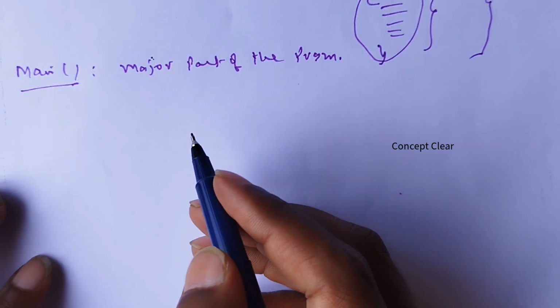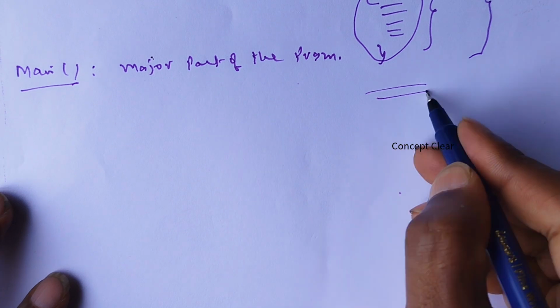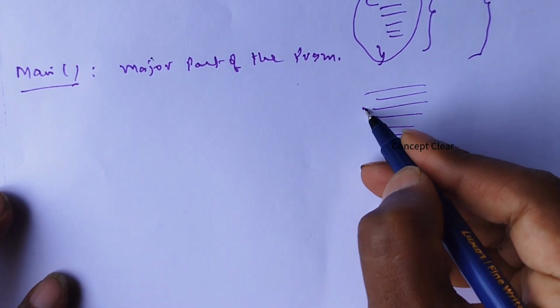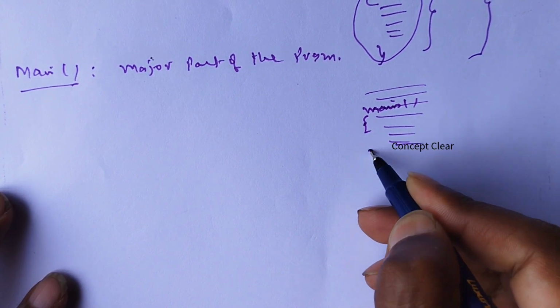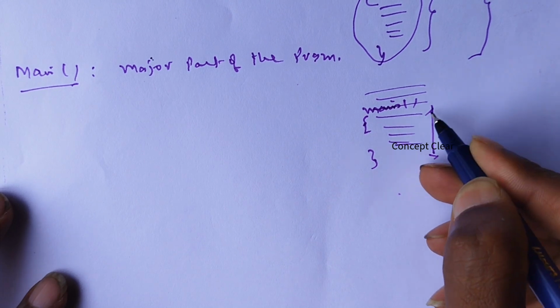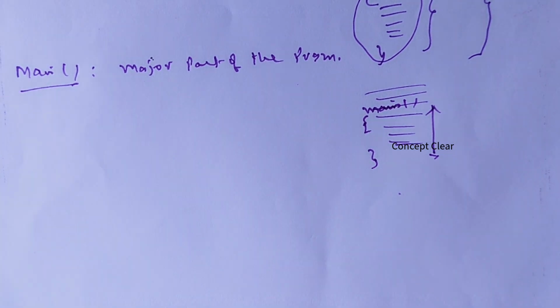Okay, if you see a C program, it contains a lot of lines. But where is the main? From the main onwards, the program execution will start. In this area only, the program will be executed. Our compiler will start execution from the main function.